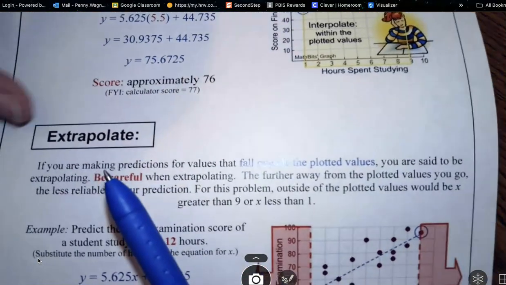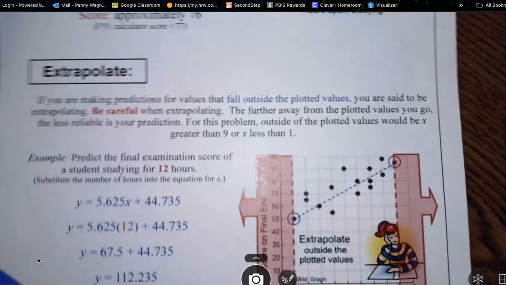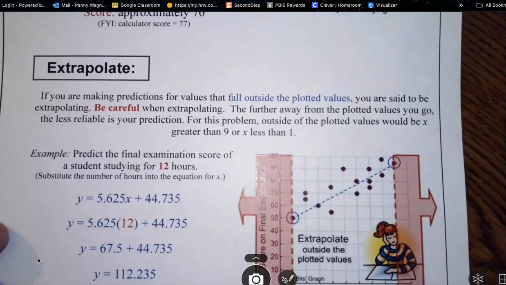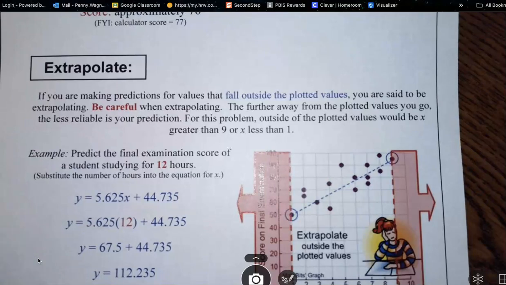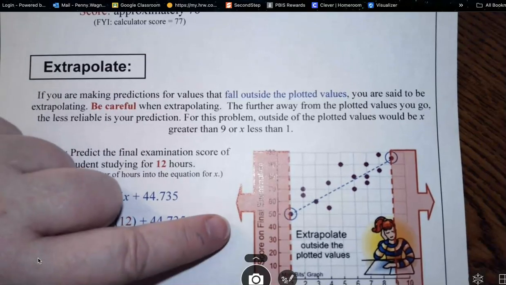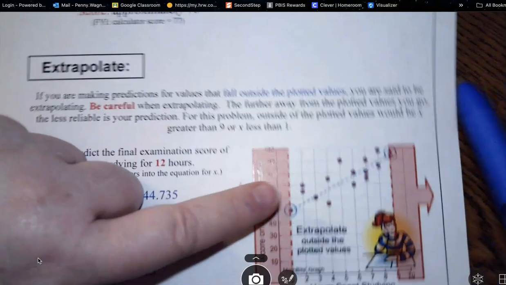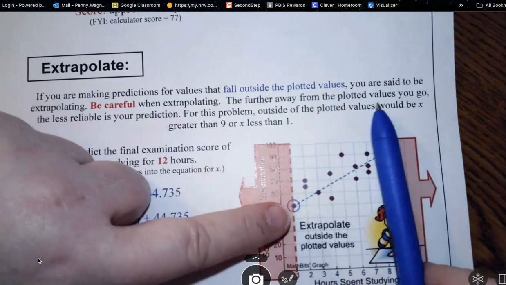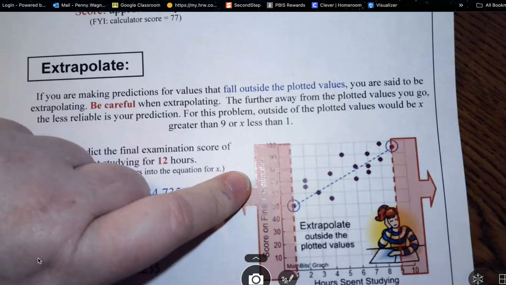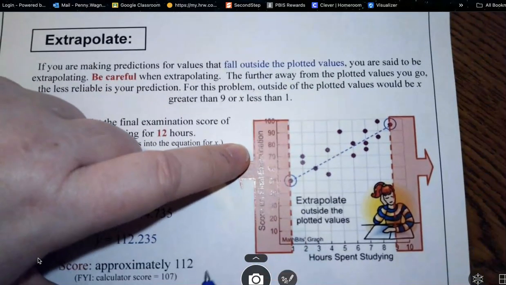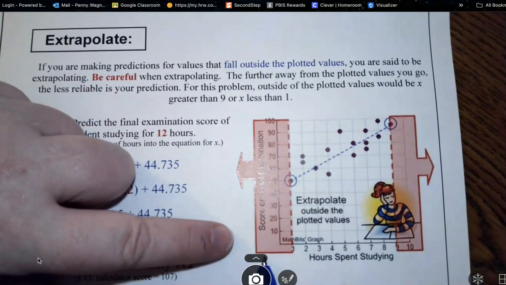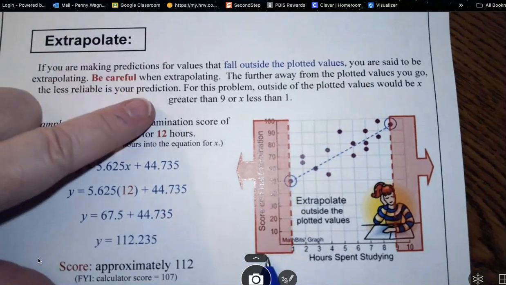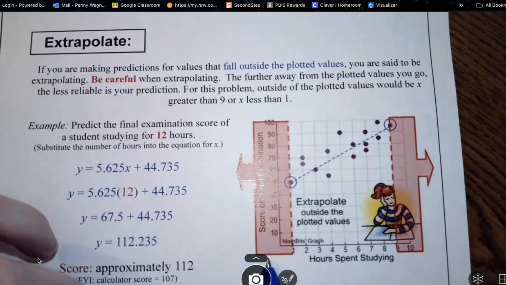The other one is extrapolate. Extrapolate is when you're predicting values that fall outside the plotted values. So you have to be more careful when you're extrapolating. The further away from the plotted values that you go, the less reliable that data can be. So you'll see in this one it has highlighted between so that it's outside. Anything within the red areas is considered to be extrapolation. Okay, so you have to be careful with those because it's just not as reliable.